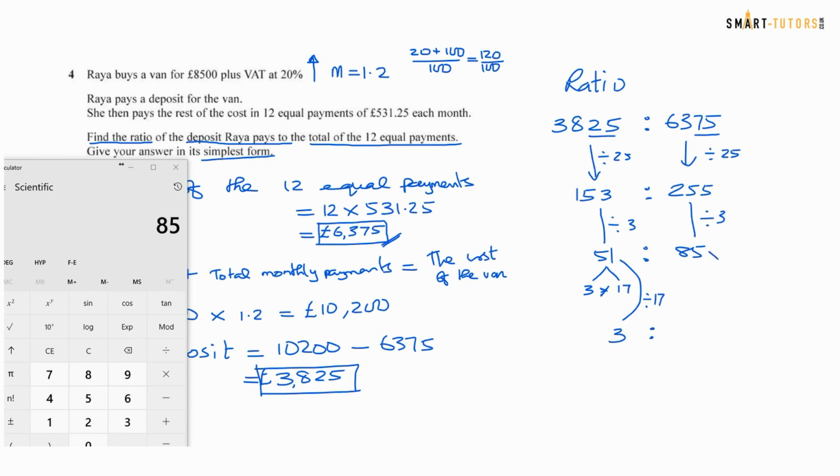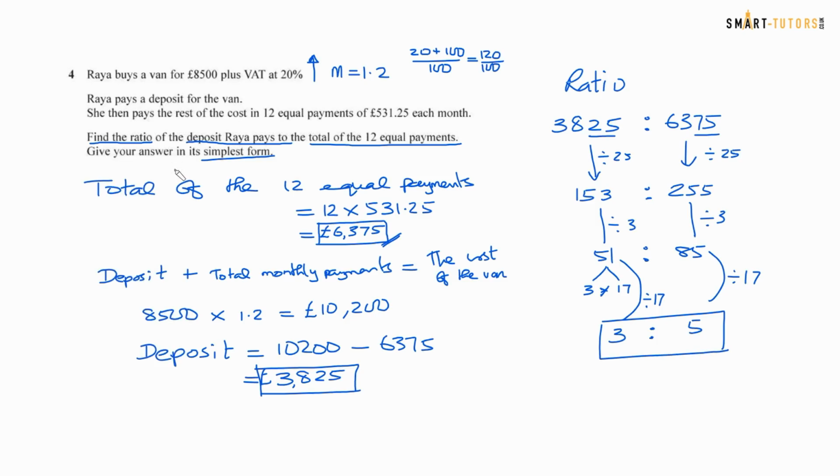I think the factors are 3 times 17. So if I divide 51 by 17, I get 3, and if I divide 85 by 17, I get 5. So the final answer is 3 is to 5.